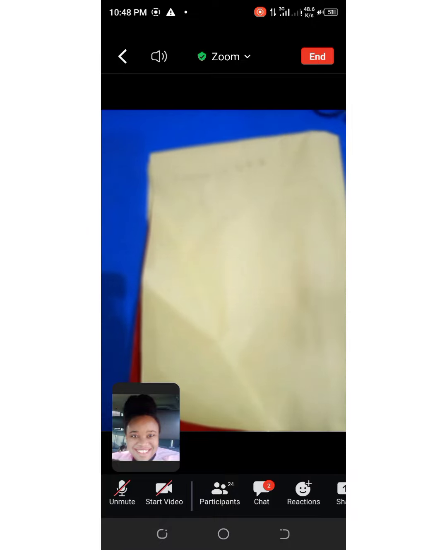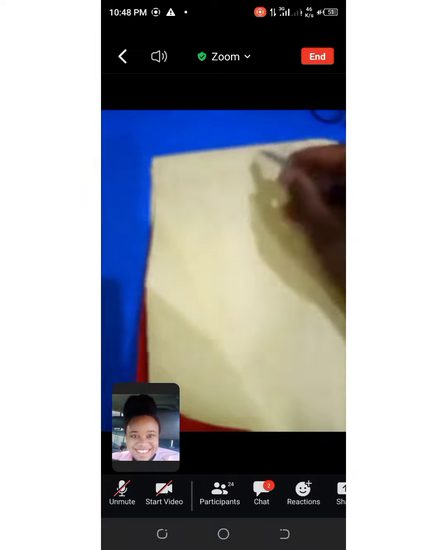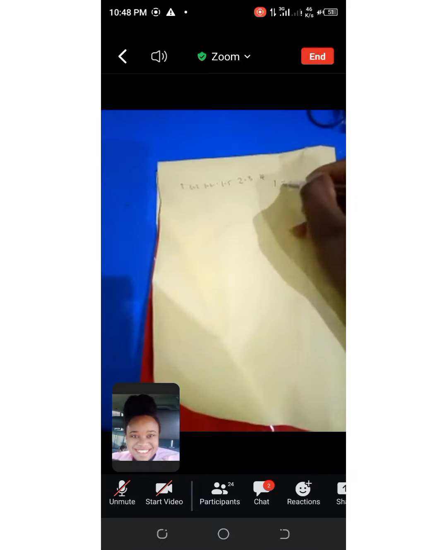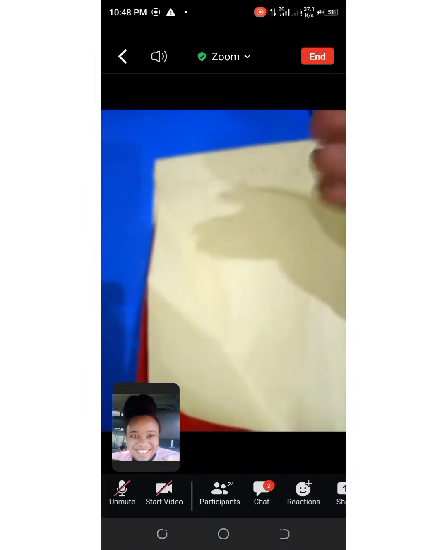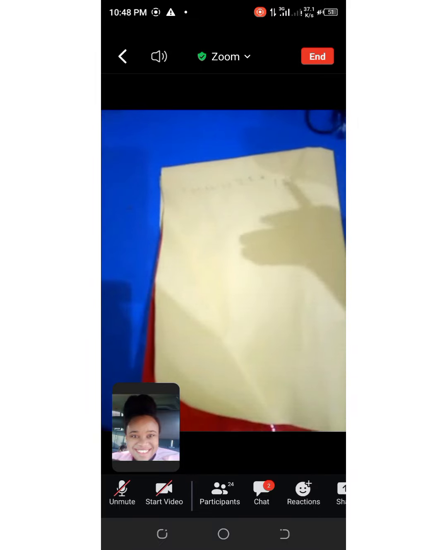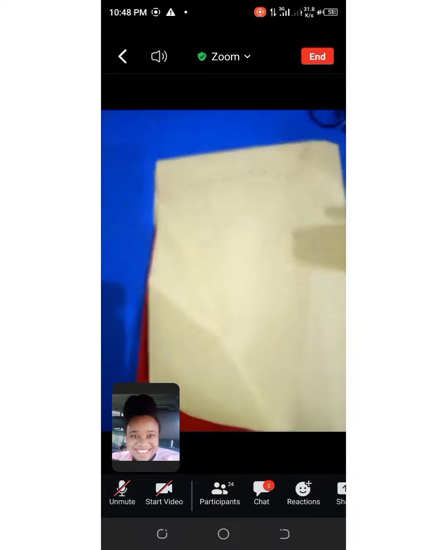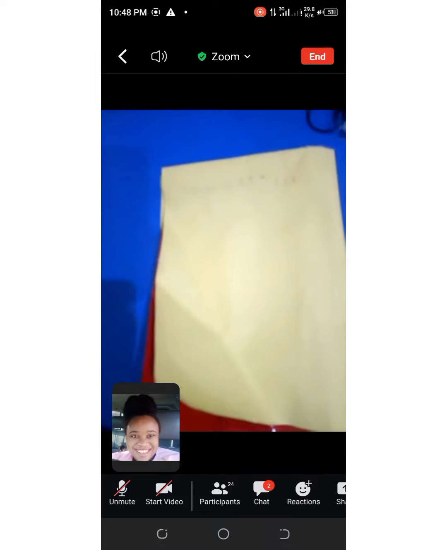But the other one, discrete, is not this way. You can only count it as 1, 2, 3. For example, if we have a dice that has 6 sides, and each of the 6 sides represents a number, the number can only be 1, 2, 3, 4, 5, 6. You can't throw a dice and get 1.5.